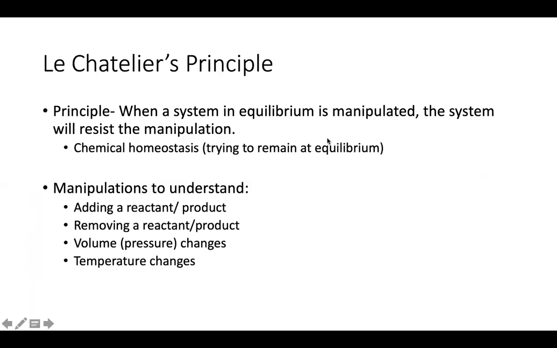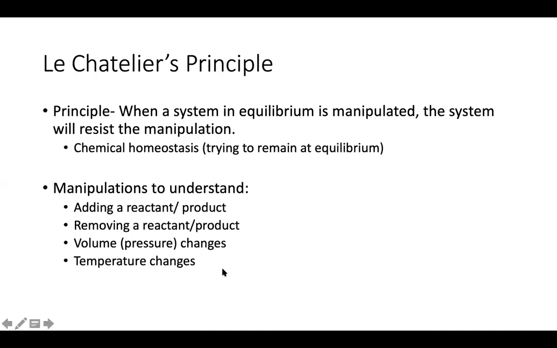Now the last topic to cover in this chapter is Le Chatelier's principle, which basically states that if you're in equilibrium and then a manipulation is done on the system, the system will respond by resisting the manipulation. I was a biology kid in college, so I think of this as basically chemical homeostasis, right? You're trying to stay at equilibrium. So whenever a change is made, you're going to shift in one direction or the other in order to come back towards equilibrium.